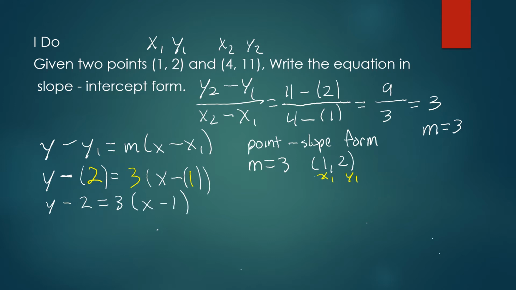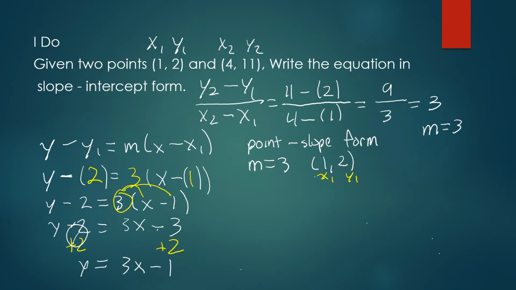Now here I'm going to use the distributive property. So this times this and this times that. So 3 times x gives me 3x. 3 times negative 1 gives me negative 3. I'm going to drop this side down. At this point, I'm going to isolate y by doing the additive inverse. So I'm going to do plus 2 here, plus 2 over here. This gives me a 0 pair. Y is equal to 3x minus 1.